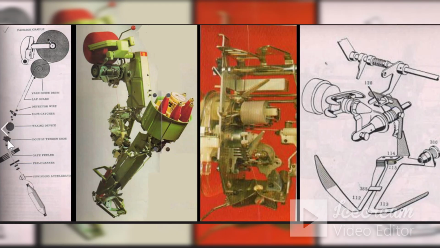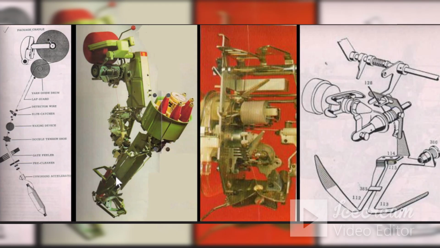This is yarn tensioner. Then waxing device. This is the slub catcher, mechanical slub catcher. This is the detector wire, that is, it is a mechanical sensor that senses the presence of yarn. Then yarn goes onto the drum and then onto the package.